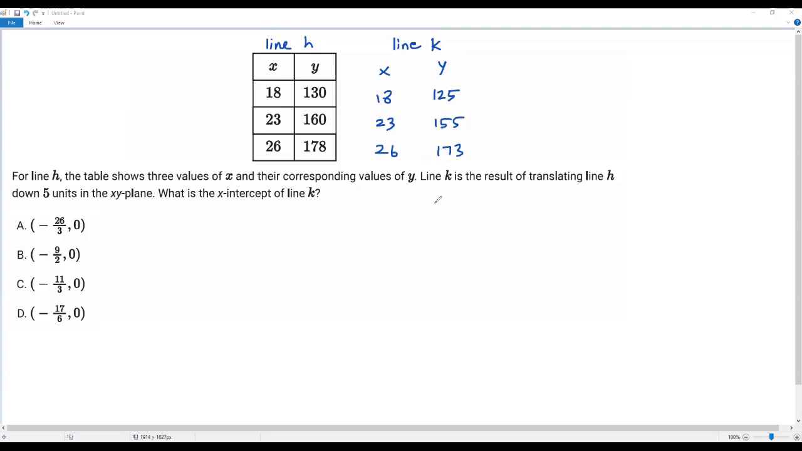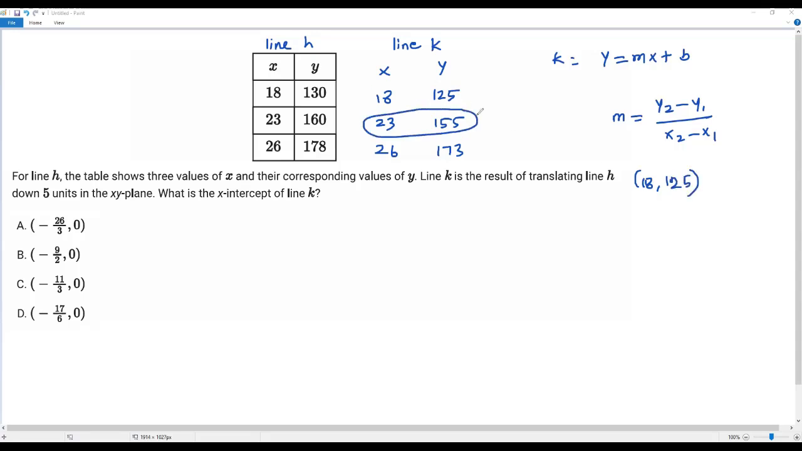Now let's find the equation of line K. First we need the slope of the line, because let's write the equation in slope intercept form, which is y equals mx plus b. When we know 2 points on a line, the formula to find the slope is y2 minus y1 over x2 minus x1. So we need 2 points on line K. The first point is 18, 125, and the second point is 23, 155.